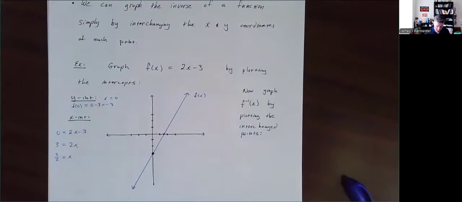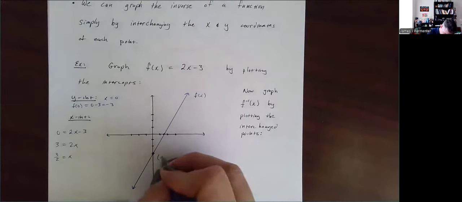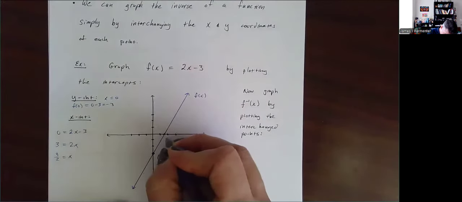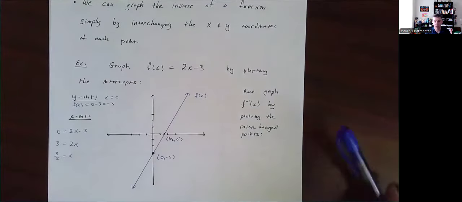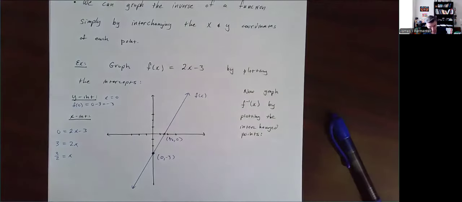Okay, so now I'm going to label these. So this is the point (0, -3). This is the point (3/2, 0). To graph the inverse function, instead of finding the inverse, although we totally could find it, and we will in a second, we're just going to graph the inverse by plotting the inverted points.